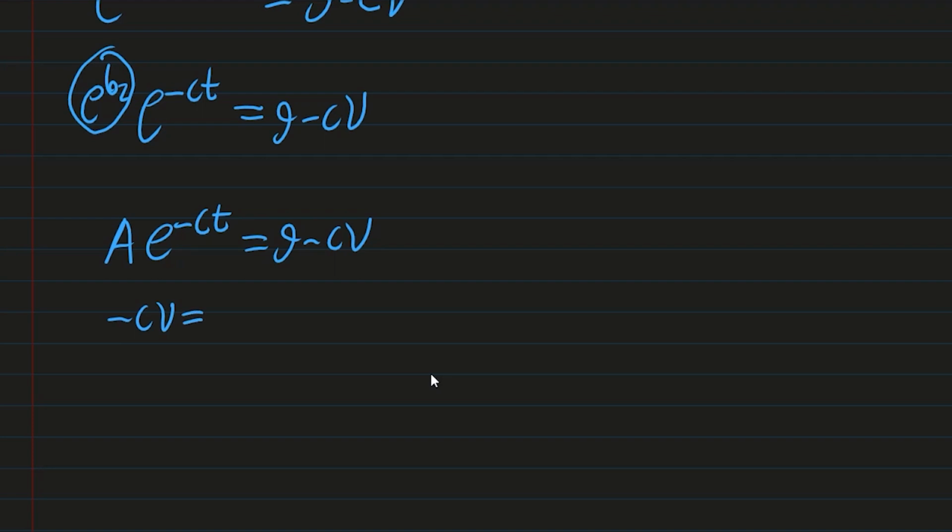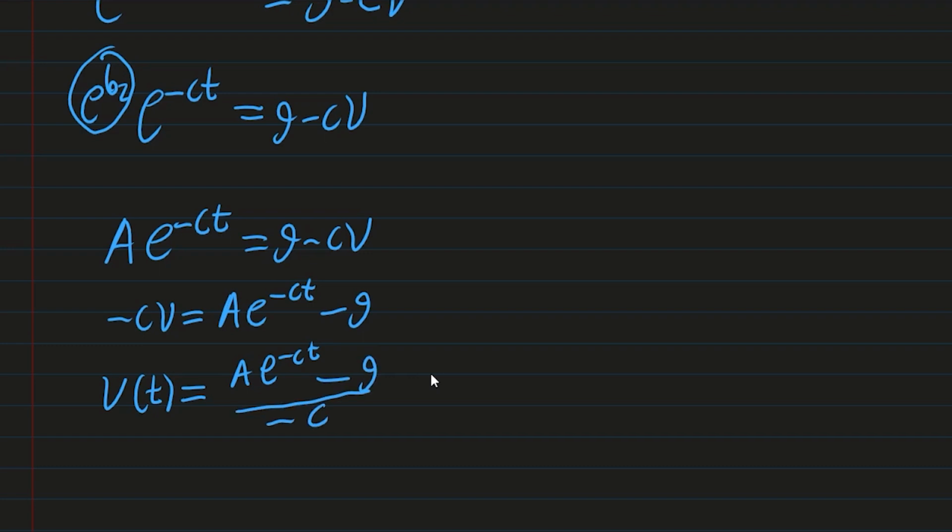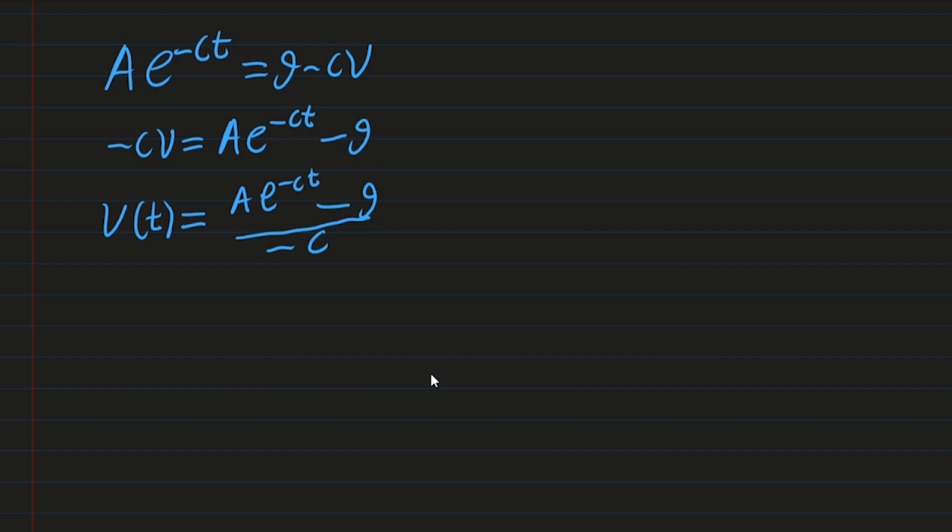Negative c v is equal to a e to the negative c t minus g. Now I need to divide by negative c so that I can get rid of it on this side, and so I am left with v of t, the velocity as a function of time. This results in a e to the negative c t minus g, all over negative c. The next step is to figure out what a is. Let's assume that at time t equals 0, the velocity v naught is equal to 0, and so this side is equal to 0, and that has to be equal to a.